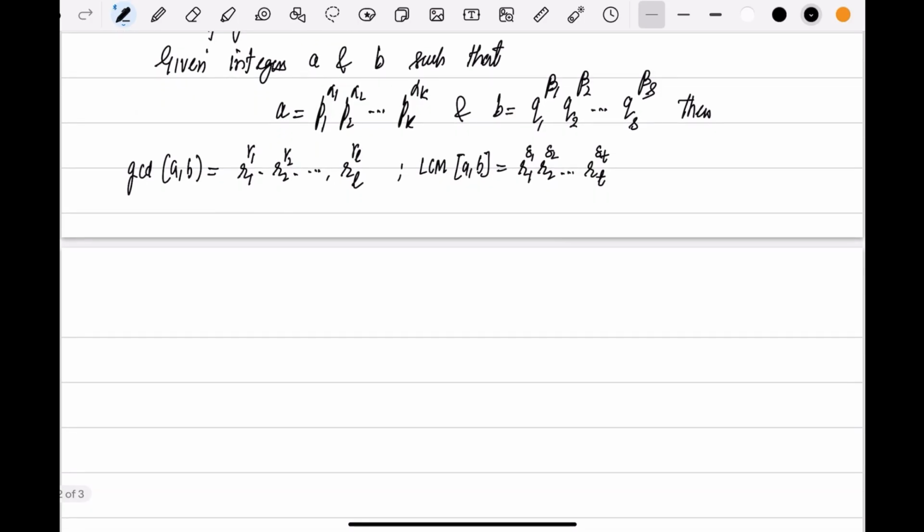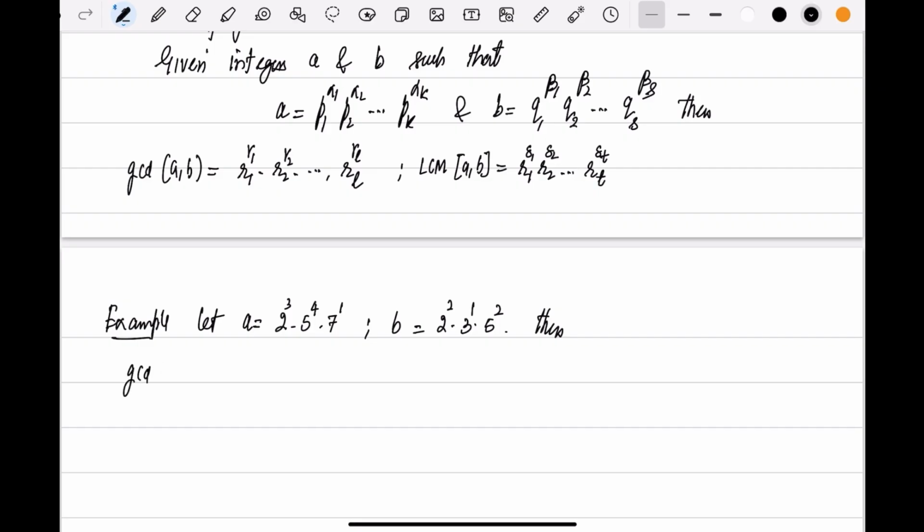So now here we will try to have one example. Let A be, let's take the numbers as primes that are already prime factored: 2 power 3, 5 power 4, and 7 power 1. And let's take another integer B as 2 power 2, 3 power 1, and 5 power 2. Now let's find the LCM and GCD of these two numbers.